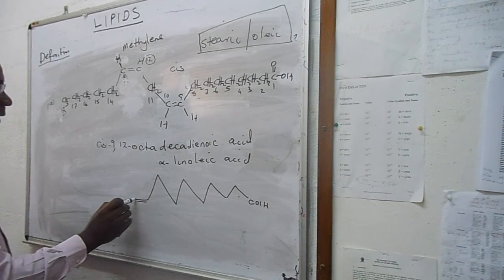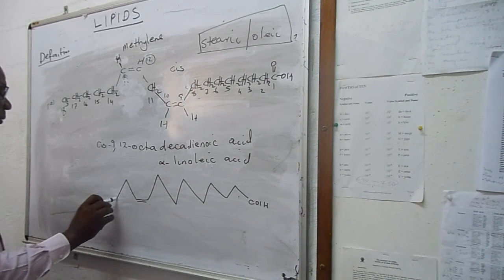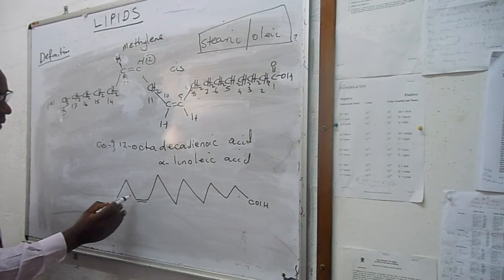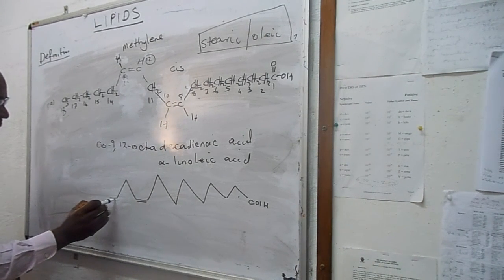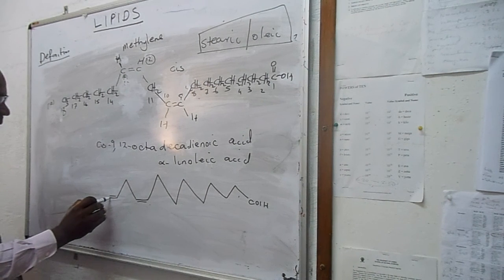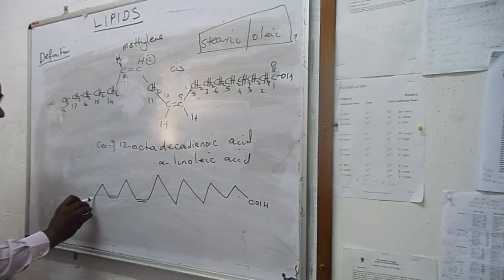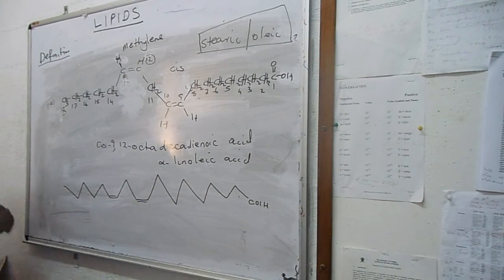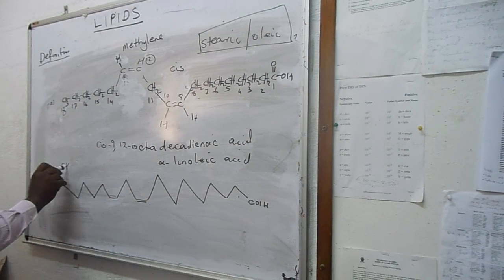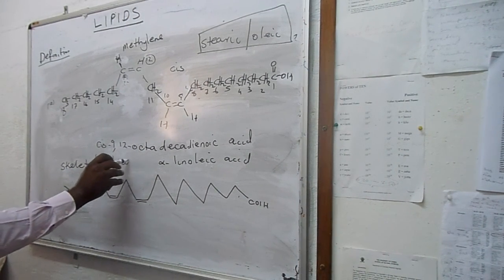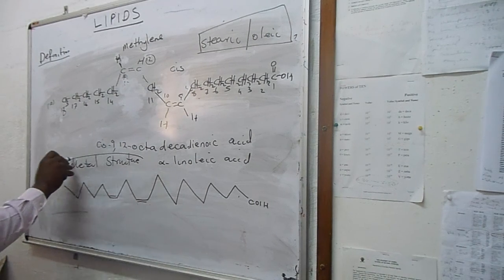That's 9, 10, 11, 12. At the 12th one is a double bond. So we continue, 12, 13, 14, 15, 16, 17, 18. Okay, this is a skeletal structure.